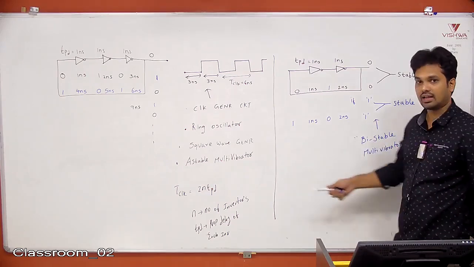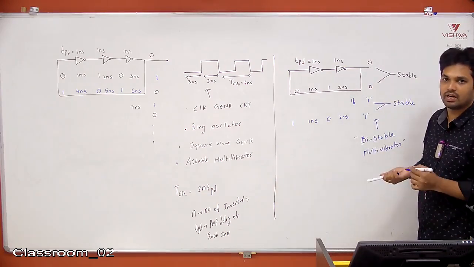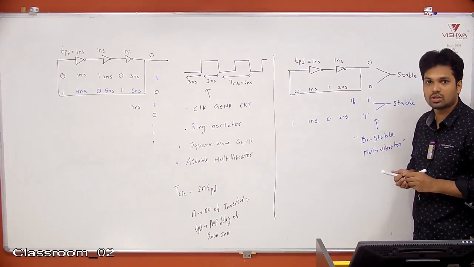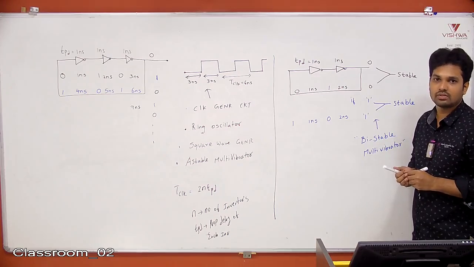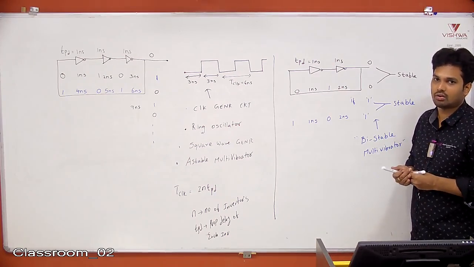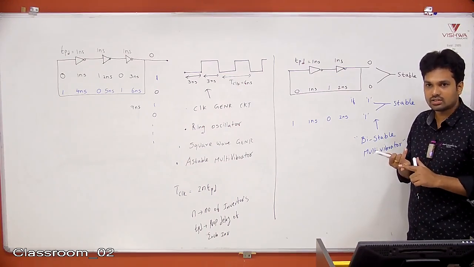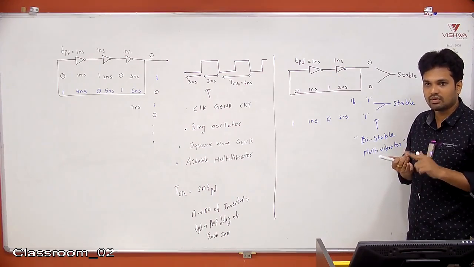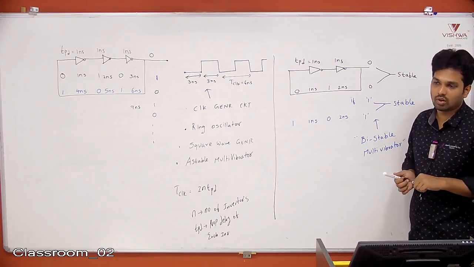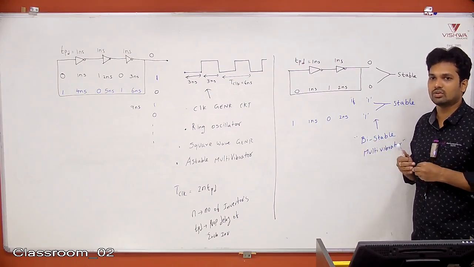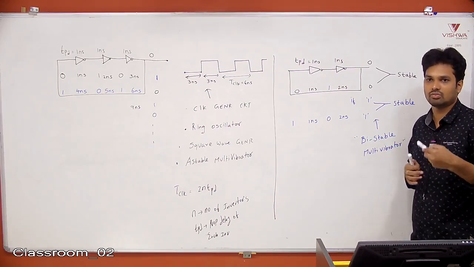That one is astable. This one is bistable multivibrator. You read about bistable, astable, monostable multivibrators whenever you read your analog electronics subject. Astable has no stable state. Bistable has 2 stable states. We have one more, monostable. That will also come in your digital circuits with the help of sequential circuits, which we discuss later.